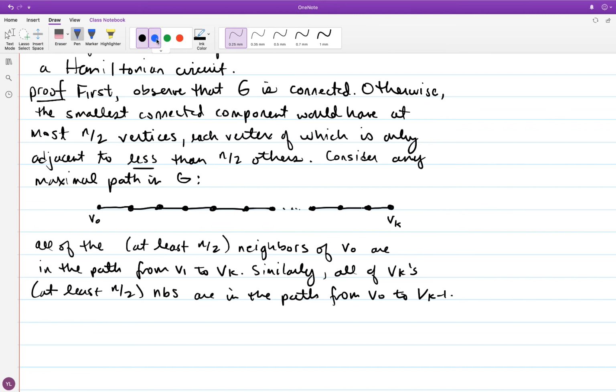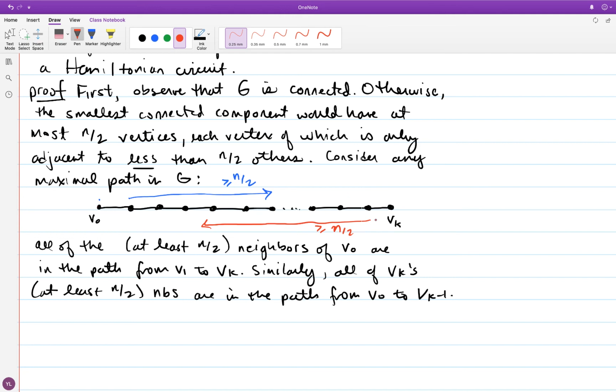Okay, now let me think about this for a second. So V naught has at least n over 2 neighbors represented somewhere in the path, and VK has n over 2 neighbors represented somewhere in the path. And let's just think about these numbers. So this visual might help. There are at least n over 2 dots, the blue ones, that represent the neighbors of V naught, and there are at least n over 2 red neighbors to the VK vertex. But as a reminder, there are at most n vertices in the line at all, right?